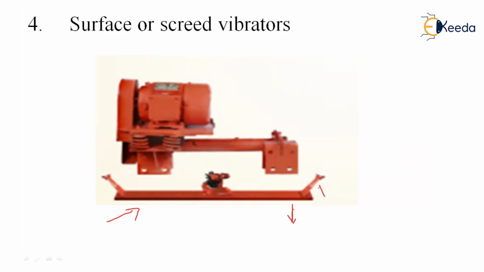So these are the handles. This is one handle and this is the second handle. It will be pulled by two workers. This is the machine, shown here in magnified view. It is attached on the screed, and the vibrations will be given and passed on, and the screed will be dragged in the direction of the concreting.